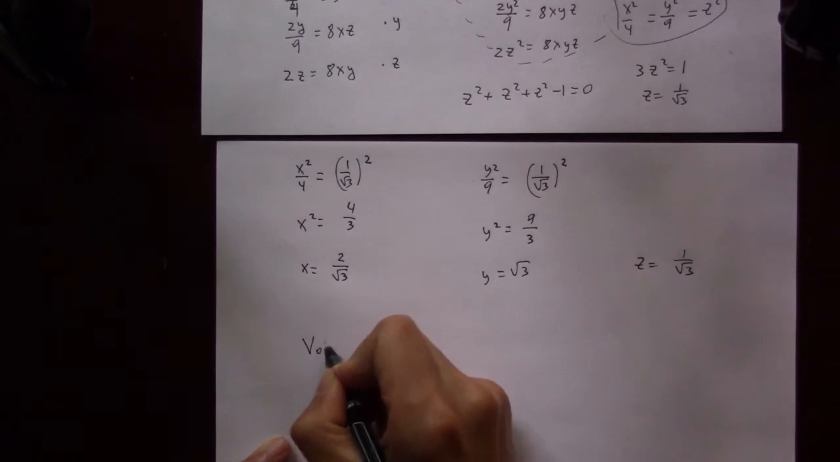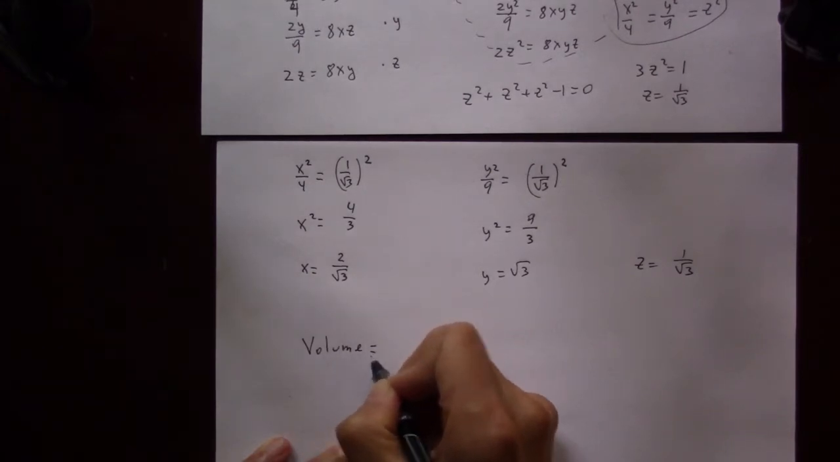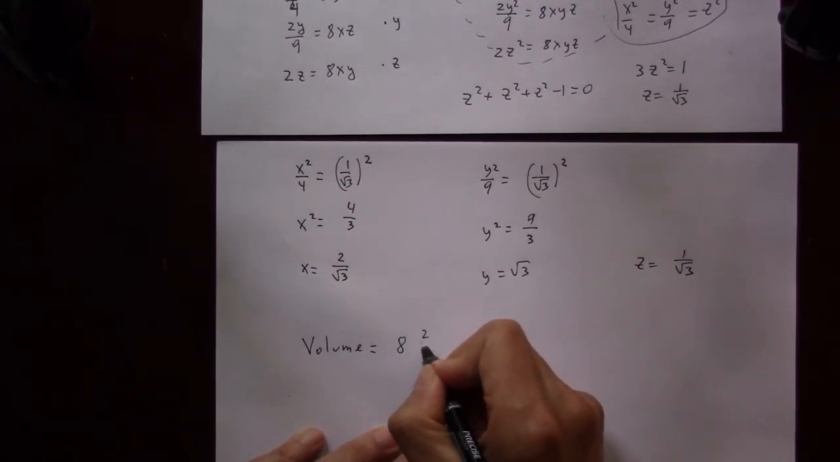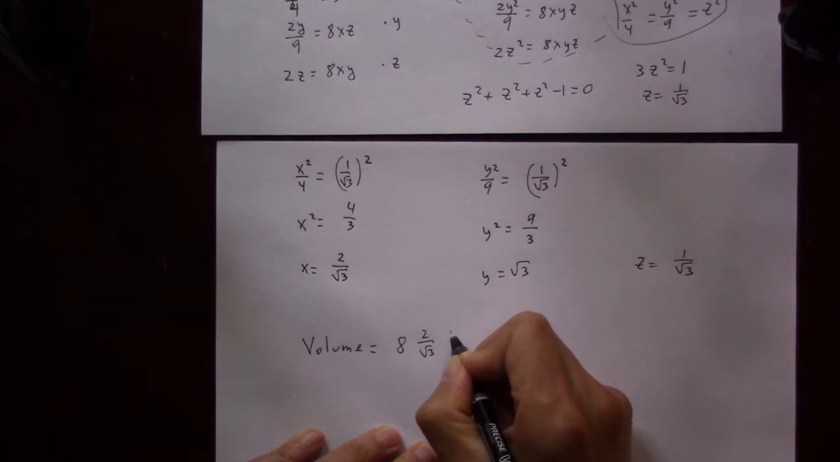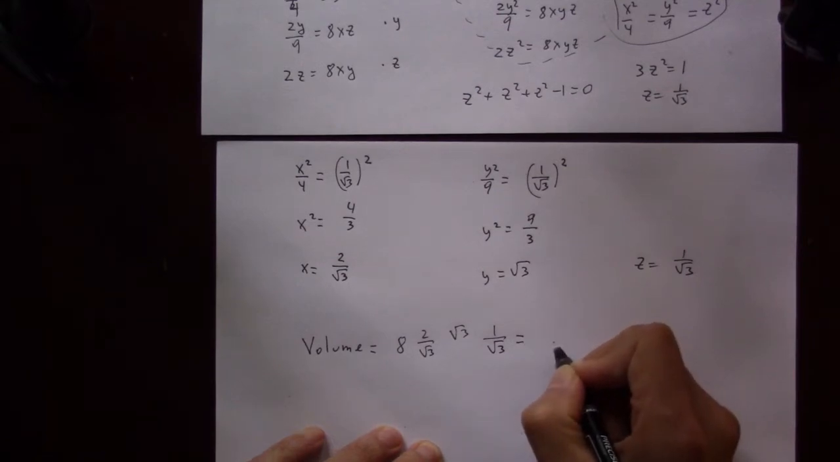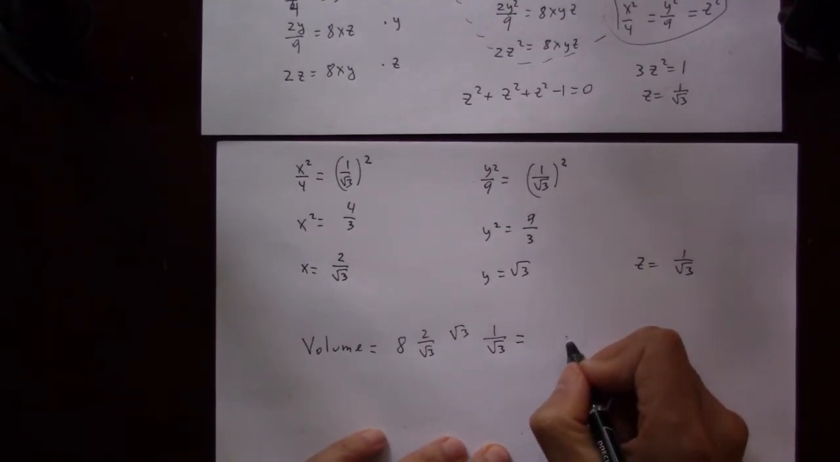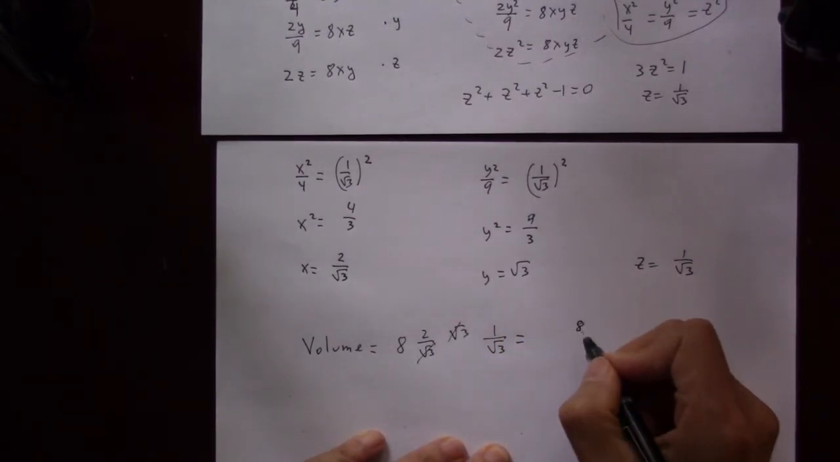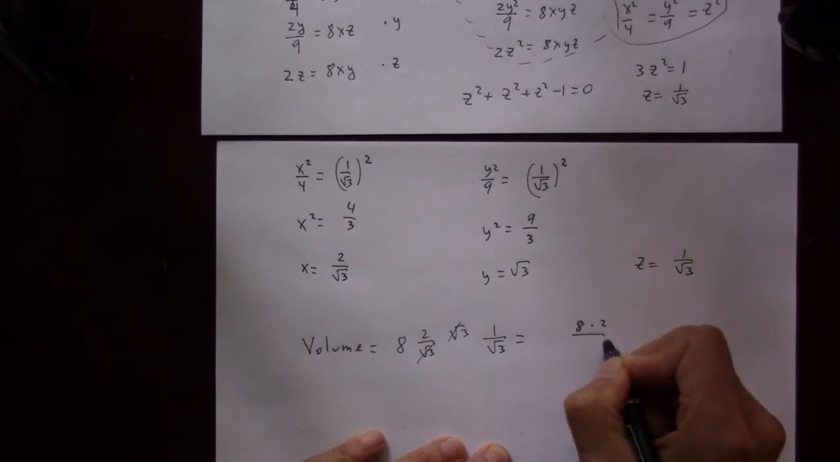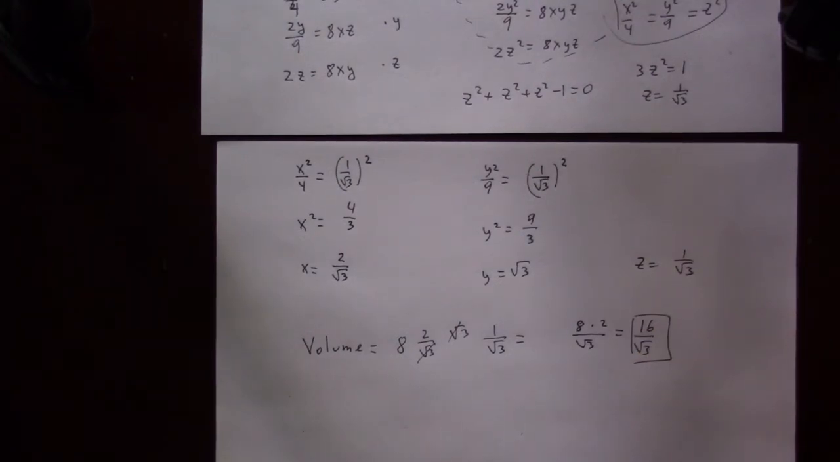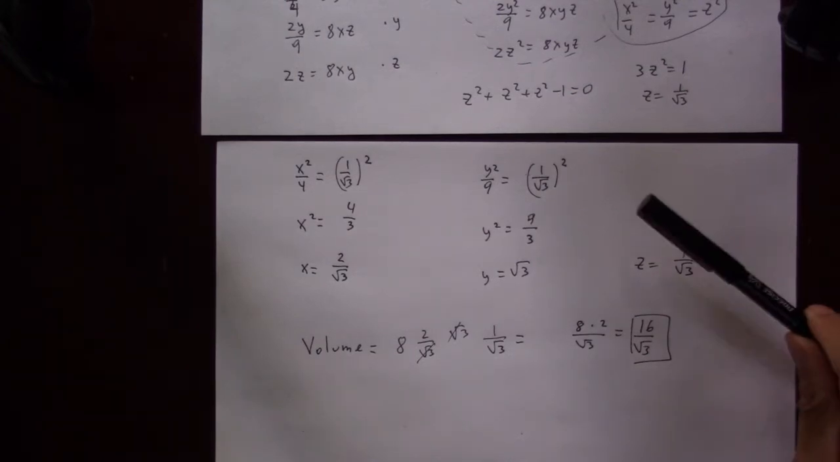Now we substitute those points that we found into the equation for volume. Volume was equal to 8xyz, so 8 times 2 over square root of 3 times square root of 3 times 1 over square root of 3. So we're going to get at the end 8 root of 3, and root of 3 cancels out, times 2 over root of 3, so 16 over root of 3. So the maximum volume of such a box is going to be 16 over root of 3.